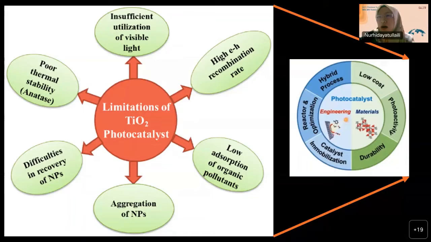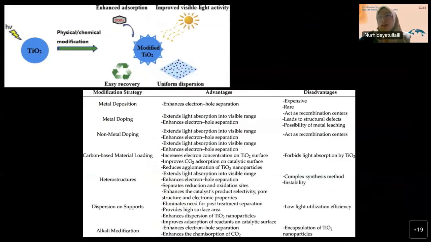So our job here is how we can tackle all these 6 limitations and make sure that titanium oxide will become a promising semiconductor for photocatalysis systems in degrading or mitigating different types of water pollutants. There are some strategies or treatments that have been done by previous studies, for example, metal deposition, doping by metal and non-metal elements, carbon-based material loading, heterostructures, dispersion on supports, and so on. These systems have advantages and disadvantages, but no single system can tackle all these 6 limitations. For example, some can enhance electron-hole separation, meaning that it can be stable over a long period of treatment.